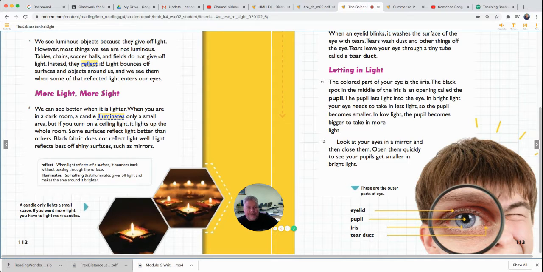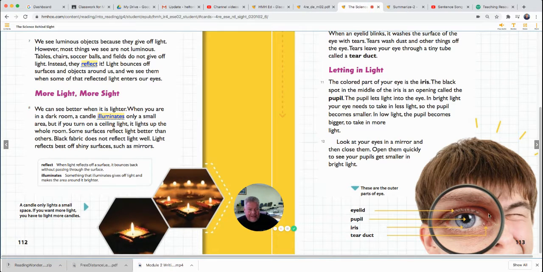Look at your eyes in a mirror and then close them. Open them quickly to see your pupils getting smaller in bright light. You can try that if you want to. Close them and then open them while you're looking in a mirror, and you'll see the pupil in your eye changing size.